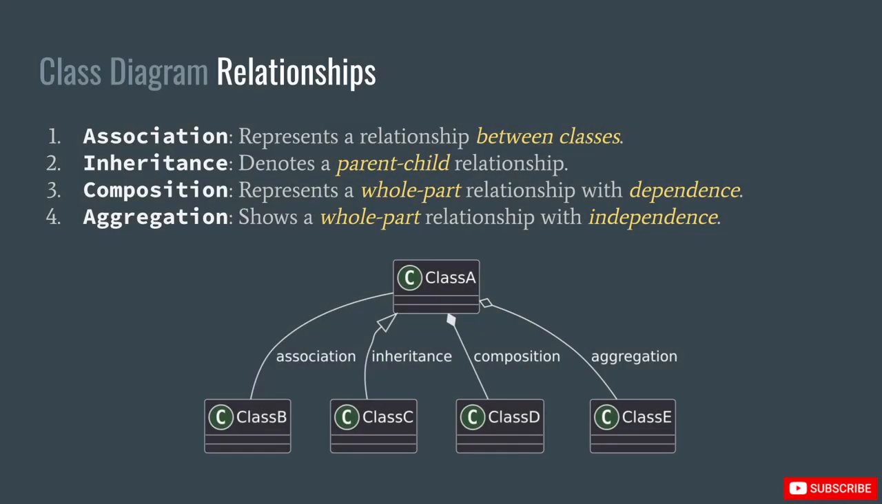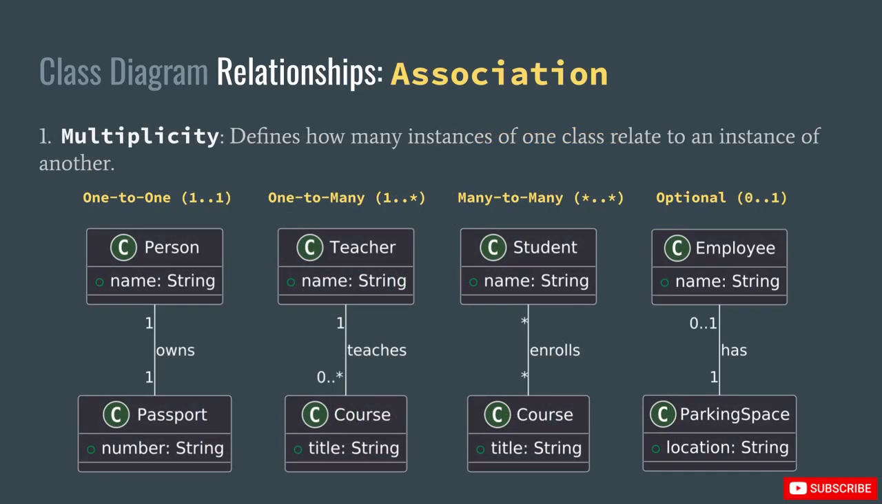In class diagrams, relationships are depicted as follows. Association represents a relationship between classes. Inheritance denotes a parent-child relationship. Composition represents a whole-part relationship with dependence. Finally, aggregation shows a whole-part relationship with independence. Now let's talk about associations.